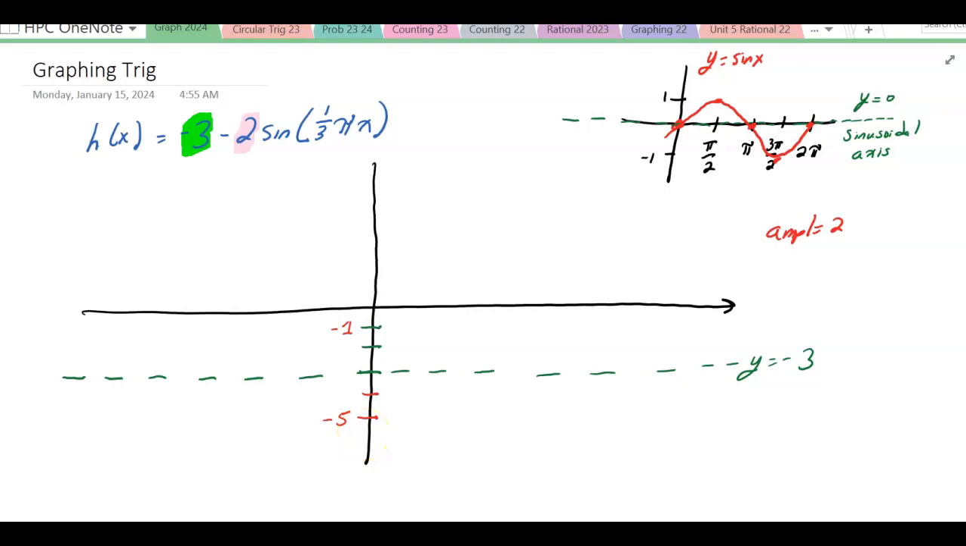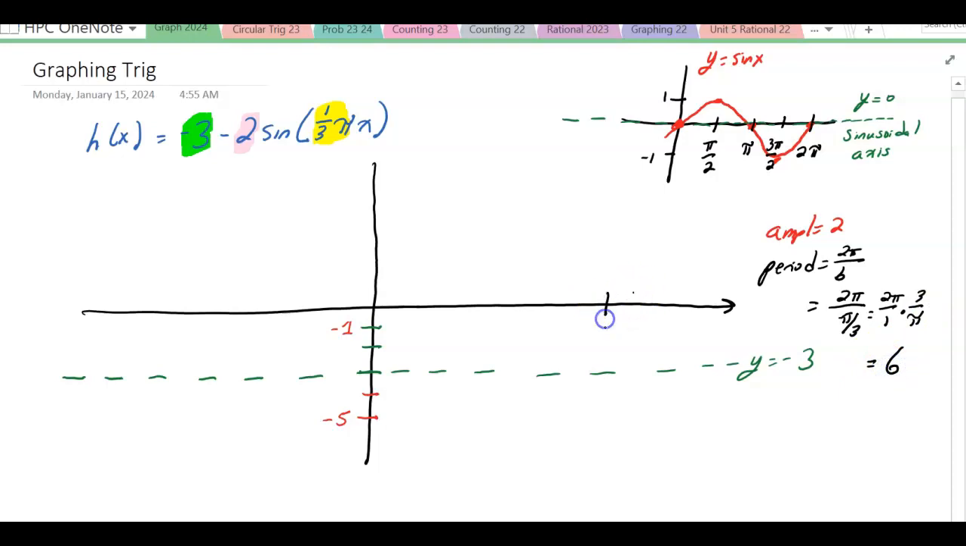And then I'm going to find the period. The period is 2 pi over b. And in this particular case, the b value, I'm highlighting this in yellow, is 1/3 pi. So the period is 2 pi over 3. And when you invert and multiply, I'll do that step. So it's 2 pi over 1 times 3 over pi, which makes the period 6.